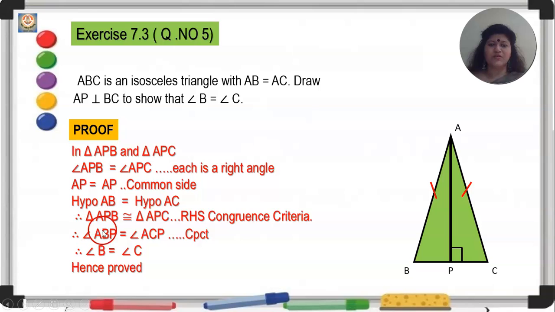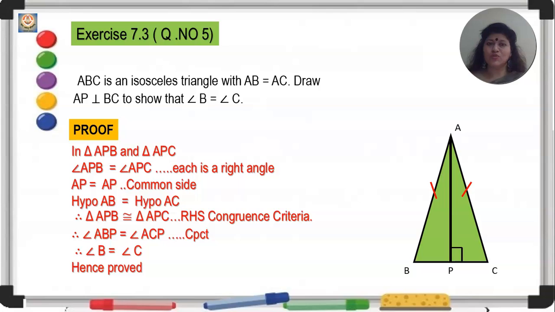And the two triangles are congruent by the RHS congruence rule. And if they are congruent by the RHS congruence rule, then this angle B will be congruent to angle C, right? And if B is congruent to C, that is what they have asked. We have hence proved it.